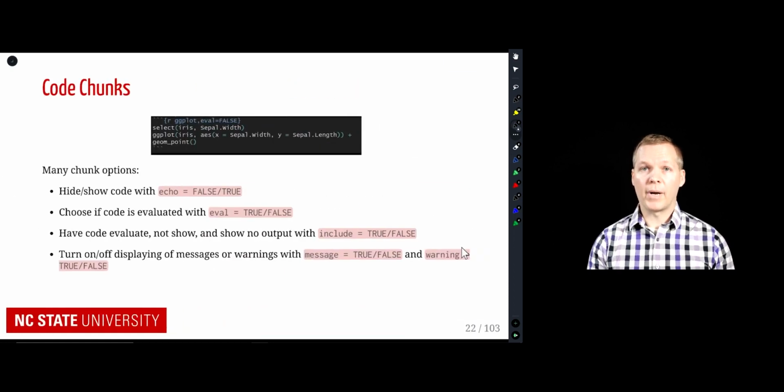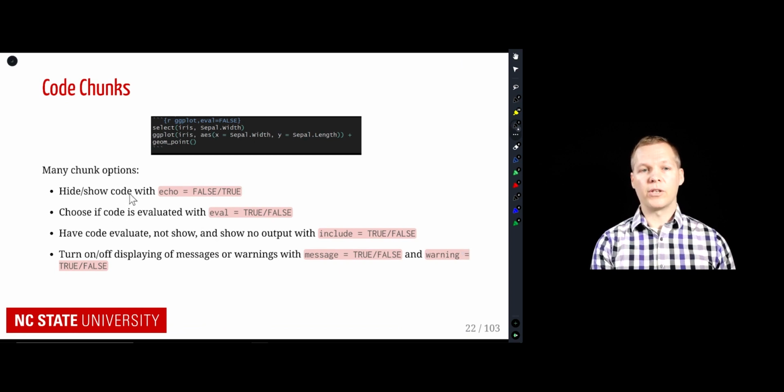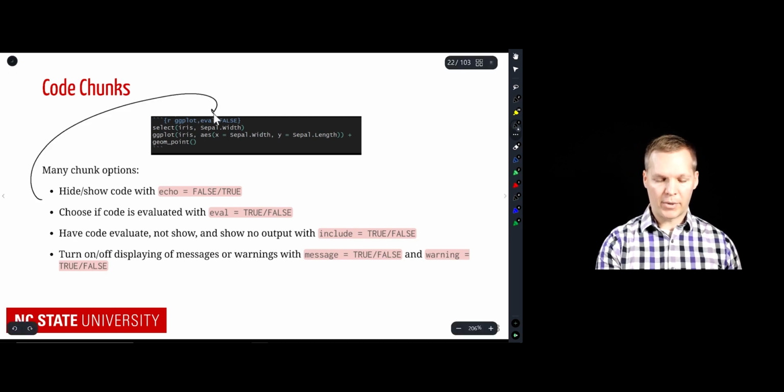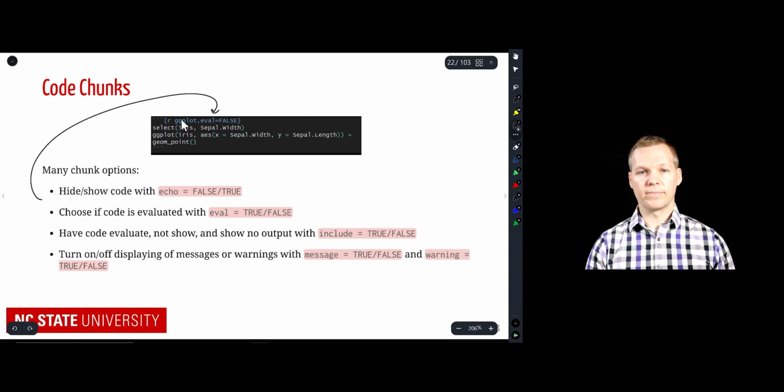So let's talk a little bit more about those code chunk options. Some of the things that you might specify would be whether or not the code that you write actually shows in the final document. You can hide or show your code using the echo option. These things go within the curly brackets, so you can put echo equal false or true. You do need to be case sensitive: echo is lowercase, false or true is all uppercase.